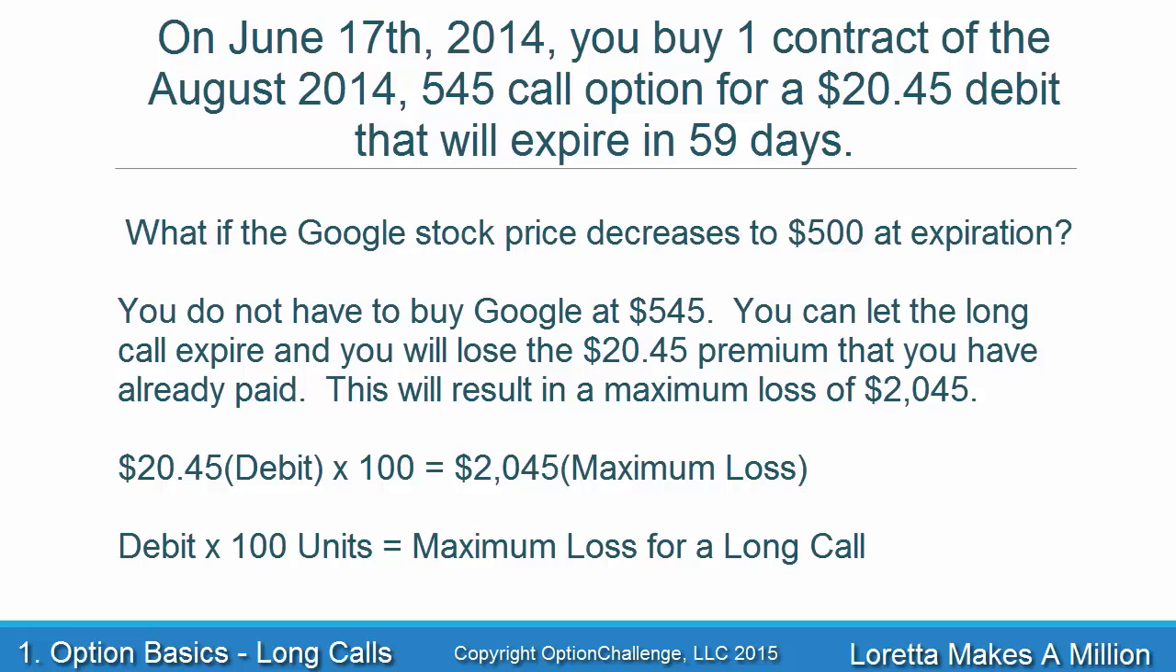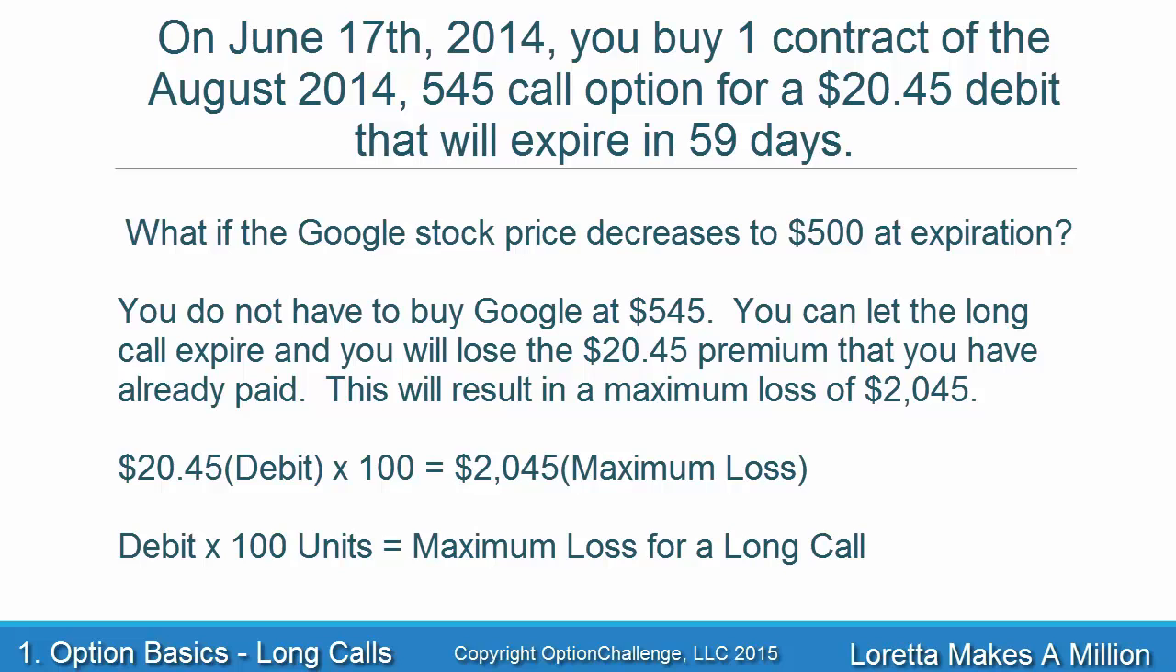But remember, you can check the market at any time before expiration and see if you can sell the call for a profit or a reduced loss. Depending on how close you are to expiration, you can sell the call for some credit. You will get less of a credit the closer you are to expiration.